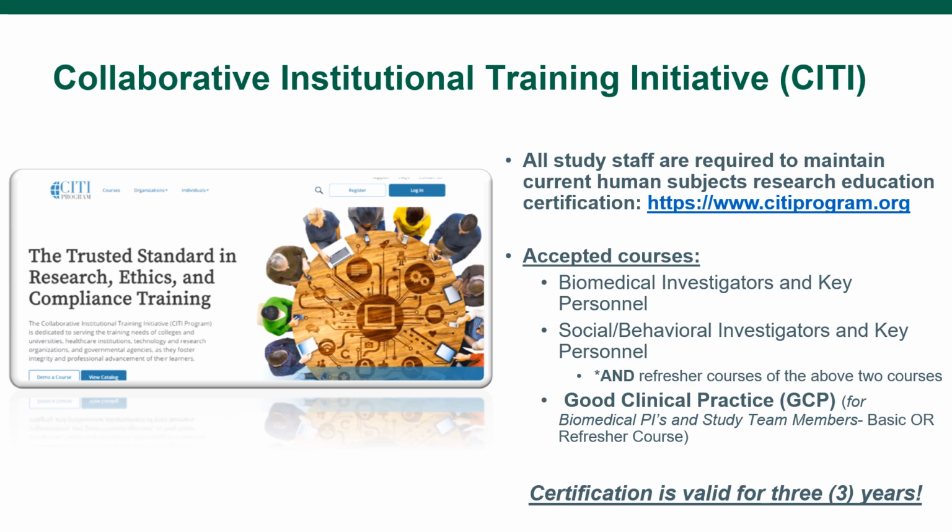You can go to CITI and find out which course is acceptable for you. We've got 3 different types. We have 2 options for biomedical. They can do the biomedical investigator and key personnel, or they can do the GCP one. We only have one option for social behavioral, and that's the social behavioral investigator and key personnel. Now, once you take that initial CITI course, after your 3 years, you just have to take a refresher course. You do not have to take the whole thing again. So that's the best part, and it's valid for 3 years.